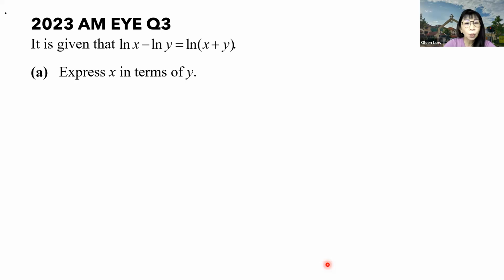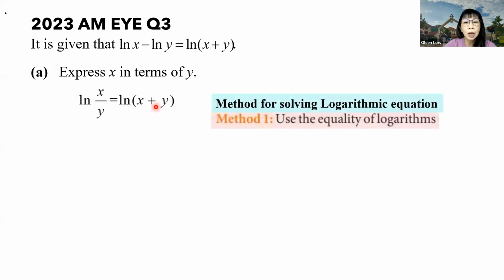Over here, as I mentioned already, we will need to apply laws of logarithm, specifically law 2. If you can recall law 2, we have ln x minus ln y. Applying law 2, which is the quotient law, this will give us ln of x divided by y. The right-hand side has no change.